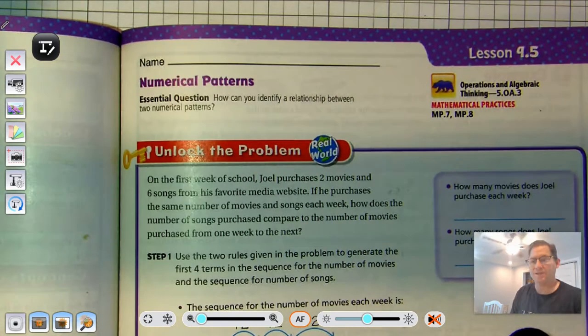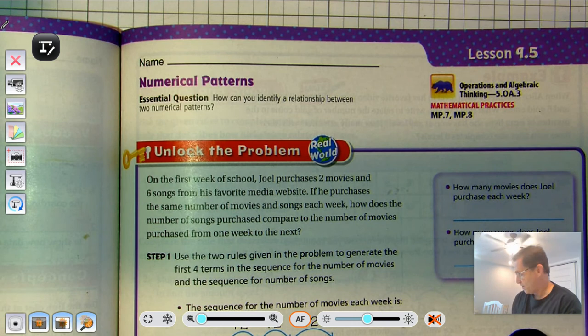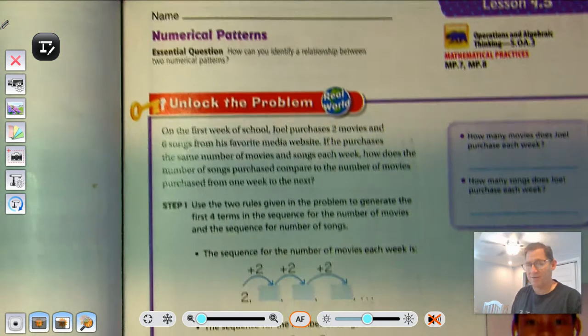Hello, everybody. So we're going to continue with lesson 9.5, Numerical Patterns. We're on page 407 of the 5th grade Go Math textbook. And the essential question that you should be able to answer at the end of the lesson is, how can you identify a relationship between two numerical patterns?